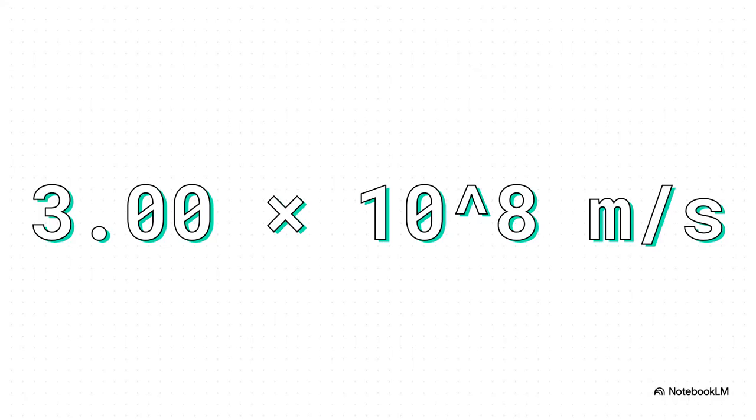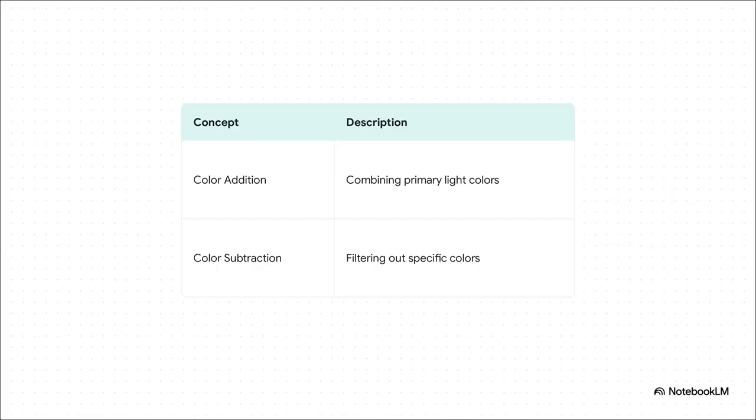And man, does it zip, 3 times 10 to the 8th meters per second. That incredible number is the speed of light in a vacuum, almost 300 million meters in a single second. It is literally the ultimate speed limit of the universe. But here's a fun fact. This speed actually changes depending on what it travels through. When light hits water or glass, it slows down, proving that even light plays by the physical rules of the medium it's in.